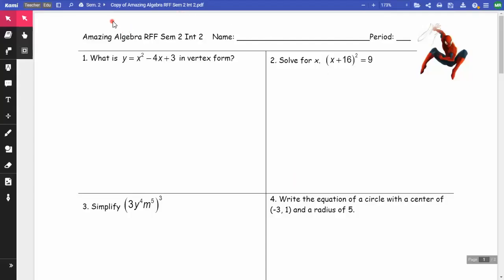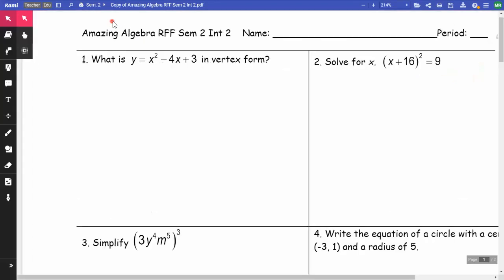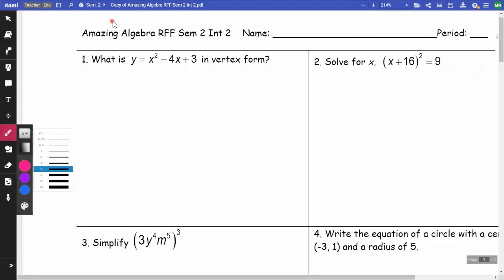This video is Integrated Math Analysis. It's the review for second semester called Amazing Algebra. On this first problem, they want us to put this in vertex form. So we are going to complete the square.